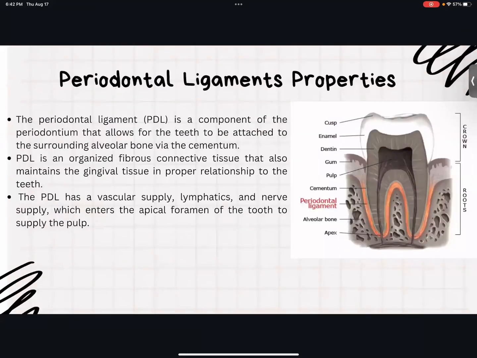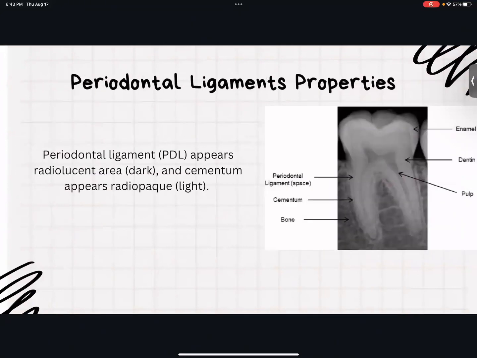Periodontal ligament. So the PDL occupies the space between cementum and the alveolar bone, and it is an organized fibrous connective tissue that also maintains the gingival tissue in proper relationship to the teeth. The PDL has a vascular supply, lymphatics, and nerve supply, which enters the apical foramen of the tooth to supply the pulp. So on radiograph, PDL appears radiolucent and cementum appears radiopaque.